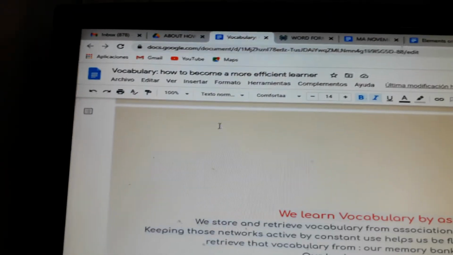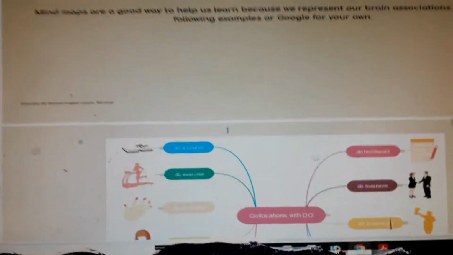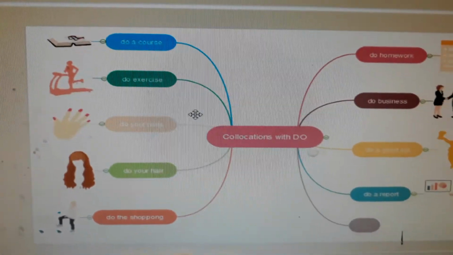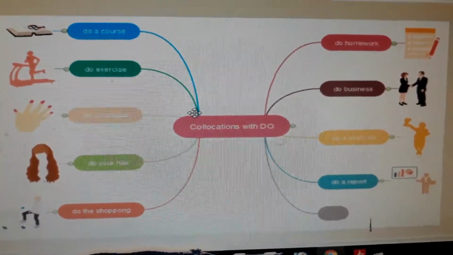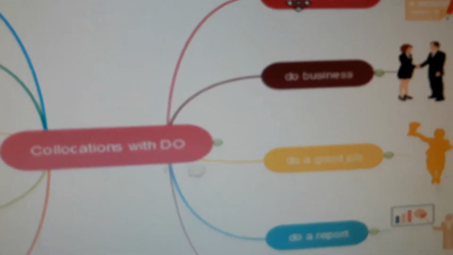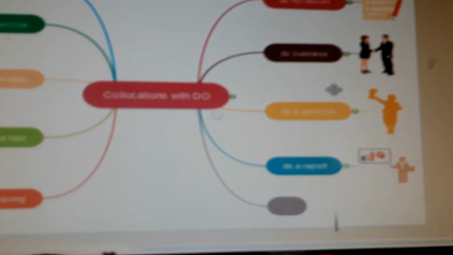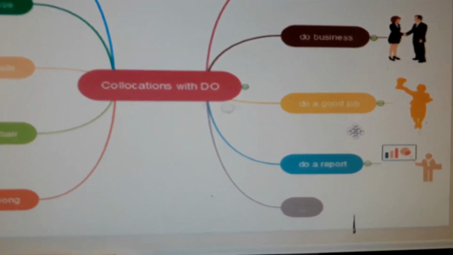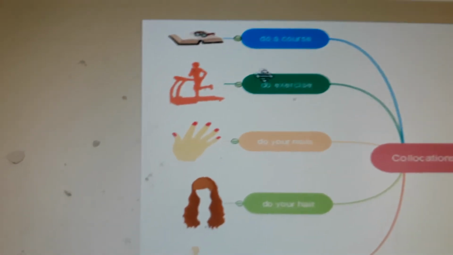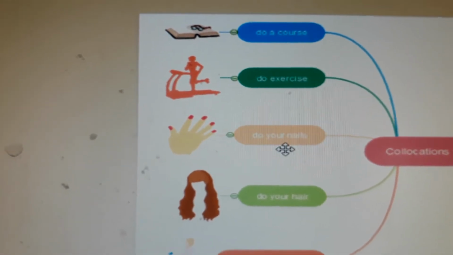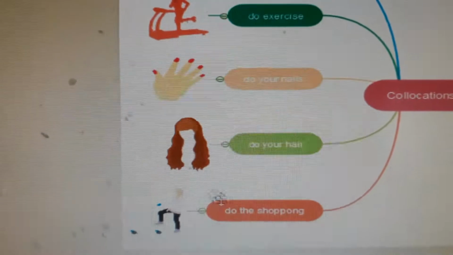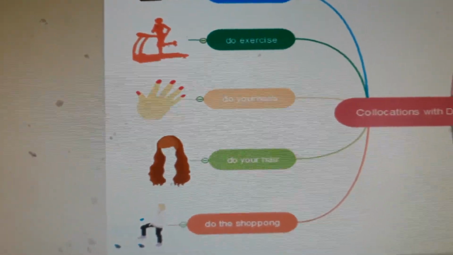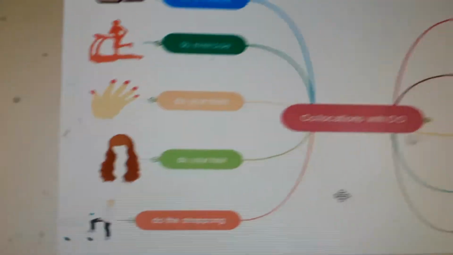But in this handout, we are going to look at others. For example, this mind map focuses on grammar in a way. We look at collocations with do, as in do your homework, do business, do a good job. This yellow is not very good. Do a report, sorry. Do a request is impossible. Do a course. Do exercise. Do your fingernails. Do your hair, which has to do with haircut or style. Do the shopping. You see, these all have in common do, and so this helps our memory.